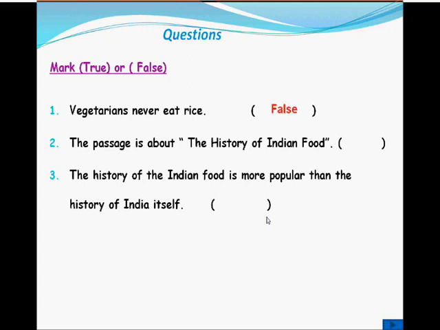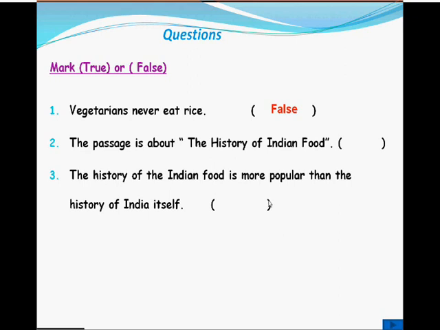Yes, it's false. Excellent. Let's look at number 2. The passage is about the history of Indian food. So, what do you think? Now, the key word here is the history of Indian food. So, should we go back to the passage to find the answer for this question? Yeah, I heard you. Yeah, we shouldn't go back.